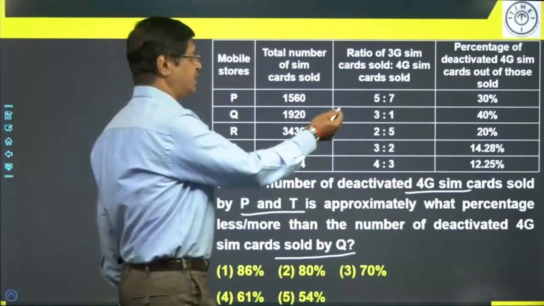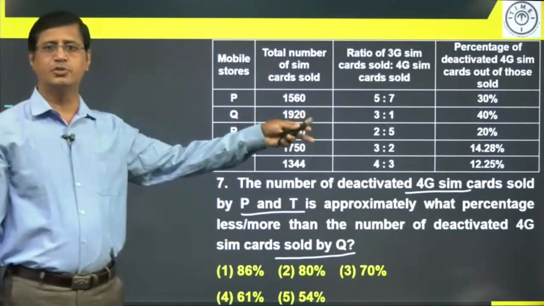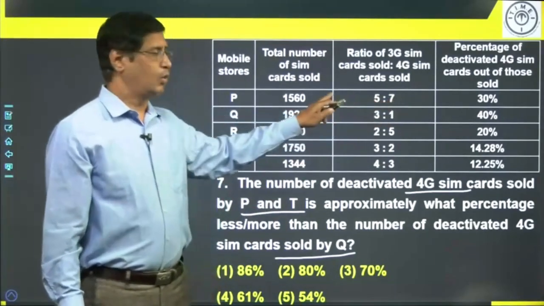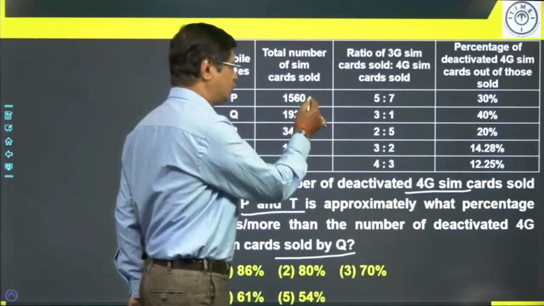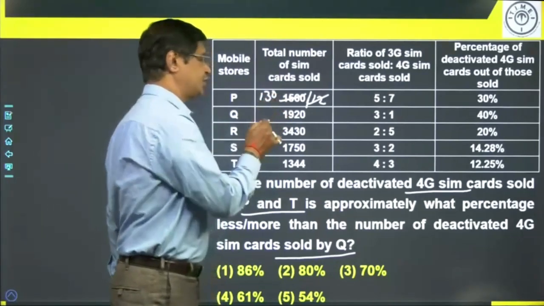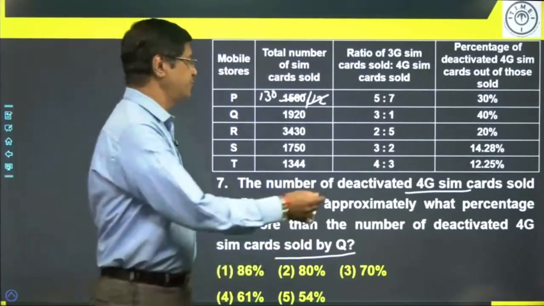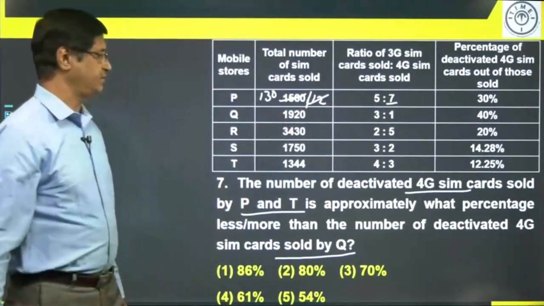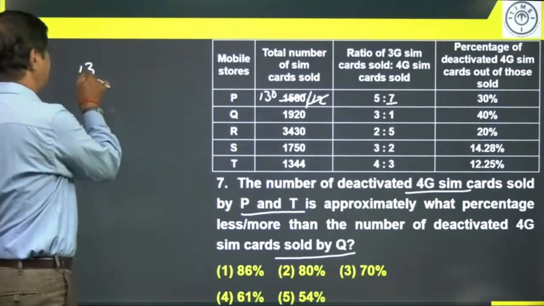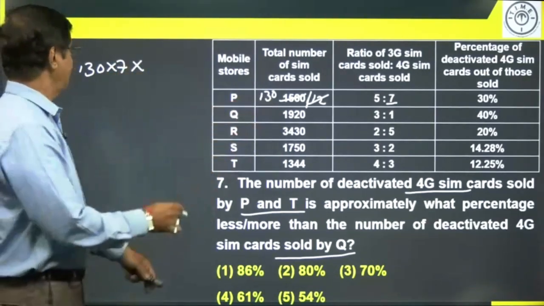Approximately, 4G SIM cards deactivated by P and T. 4G SIM cards means here one part. Already in the last example, we got the one part value. One part is equal to 130. So 5 plus 7 is equal to 12. 1560 by 12 is 130, since 13 into 12 is 156. So 4G SIM cards means 7 into 130.